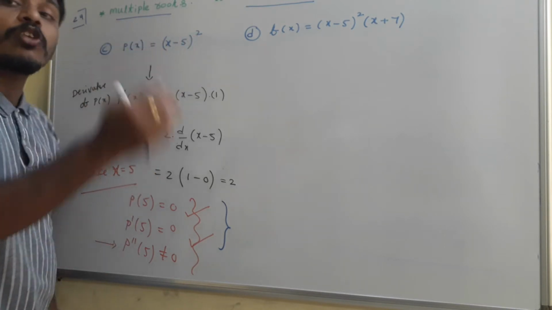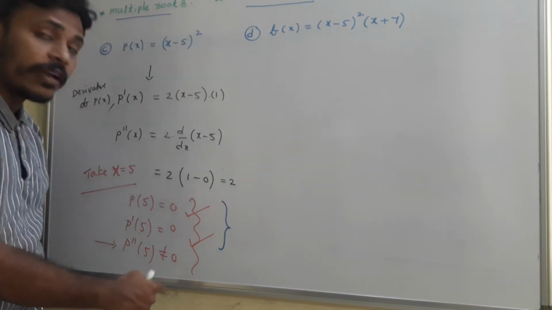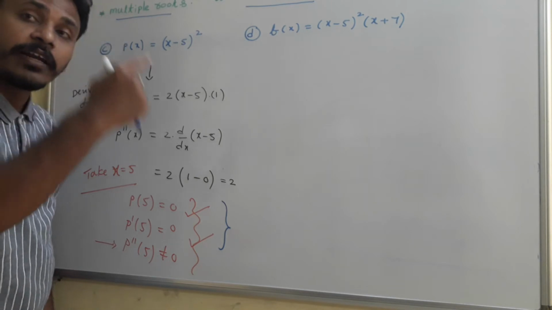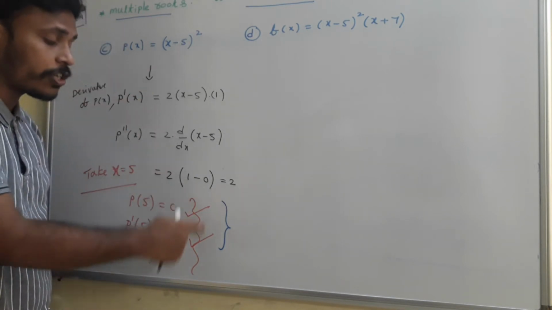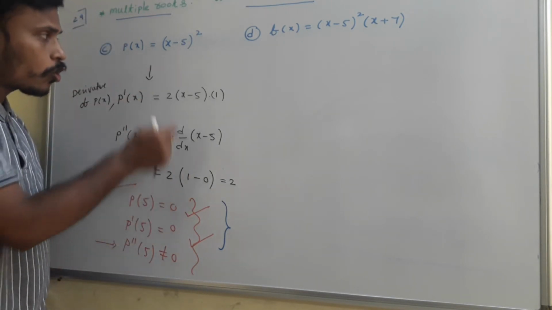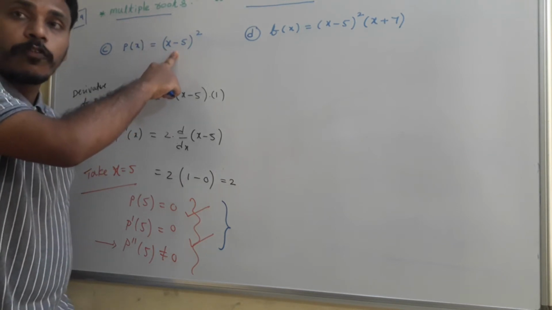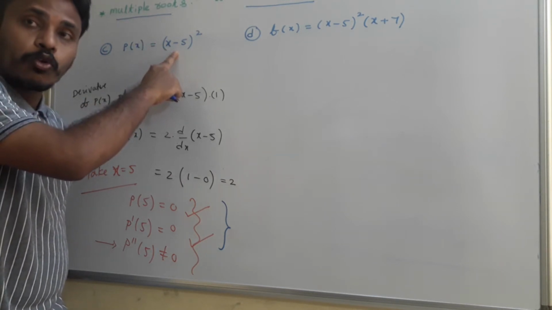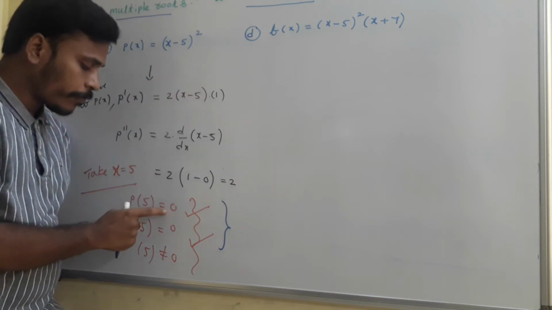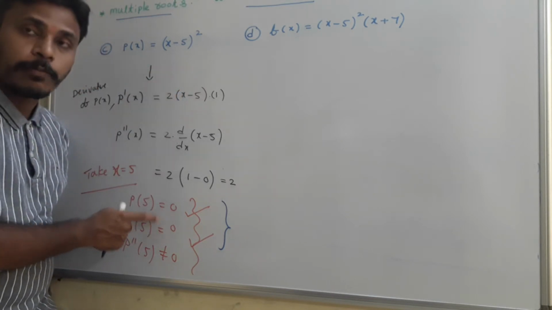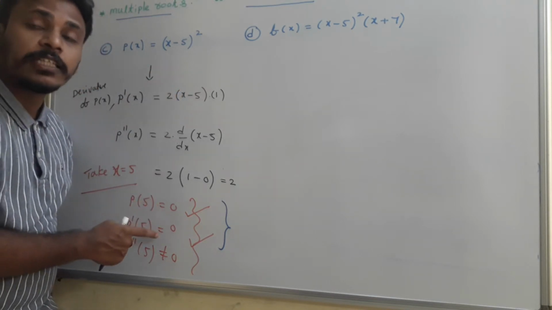If it is 7, you may say that if you find derivatives 7 times, the derivatives in all 7 situations are 0. So if 5 is a multiple root of multiplicity 2, then two values are 0: the polynomial itself and the first derivative.